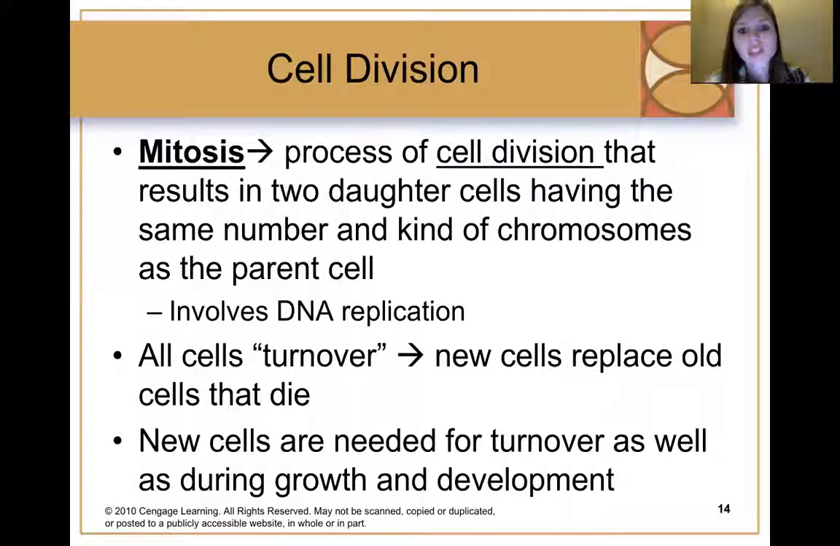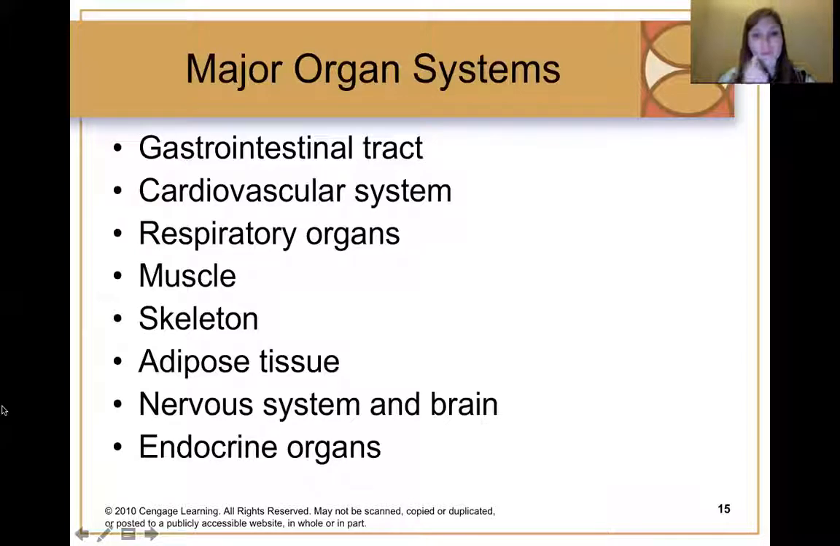And especially if you're going from a baby to, within a couple of years, your body's going to be growing and getting bigger, and you need more cells to do that. So that's called cell turnover, and the process of division is mitosis. New cells are needed for turnover as well as during growth and development. So I think we've pretty much covered this slide and why that's important.